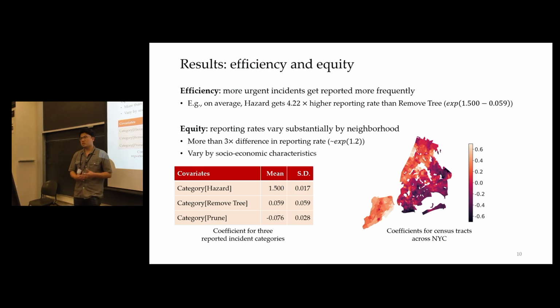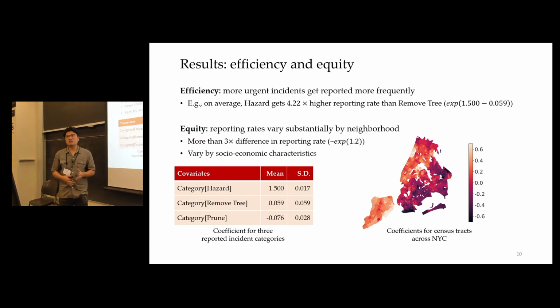However, along the equity lines, we are observing some very bad news. So we plotted all the coefficients for the census tracts of New York City on the map of New York City. The way to interpret this plot is that the darker the color means that the lower the reporting rate in that neighborhood. So for those of you that are familiar with the geography of New York City, you might notice that Staten Island and Manhattan, so those two historically very well-off neighborhoods, generally have higher reporting rates.